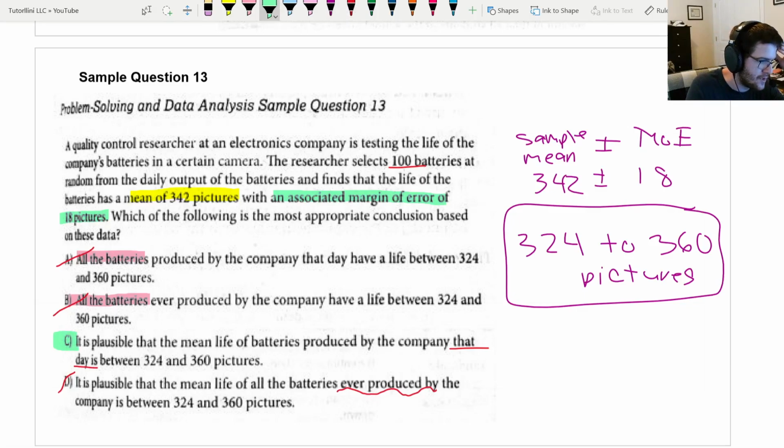So lots of good words in here: plausible, that day, and then the mean life of batteries, and we got the numbers that we came up with. So I think this is the problem with D, ever produced. It's not taking the batteries that have ever been produced by the company. It says from the daily output. So I would say the word day goes with daily. So that's probably your giveaway that it's C.